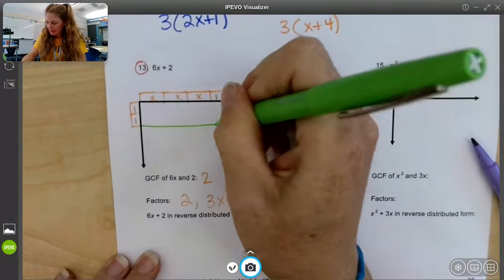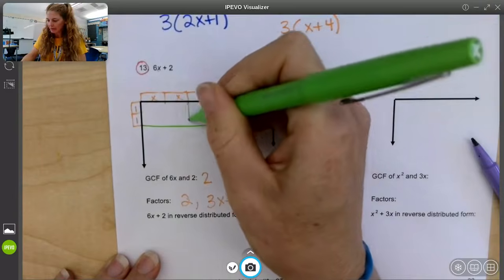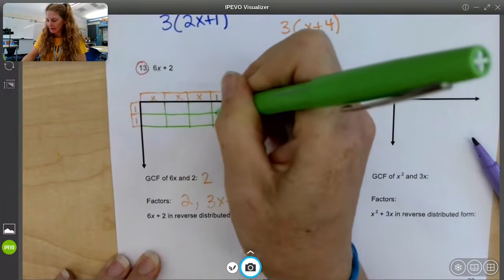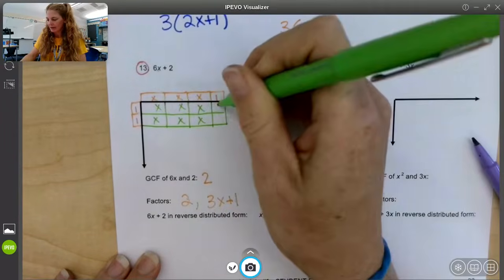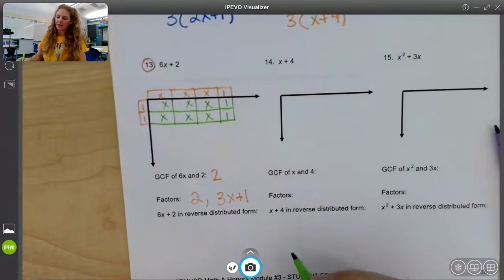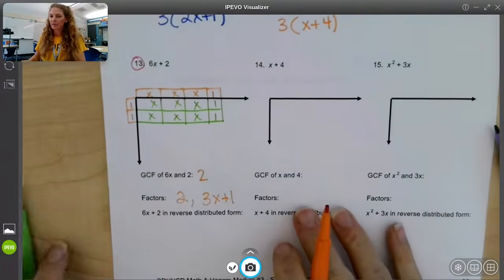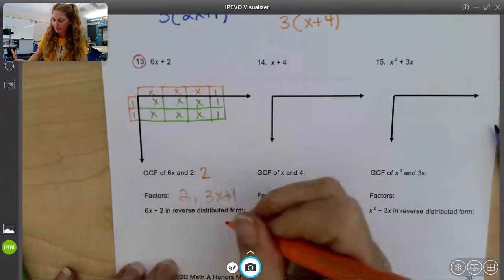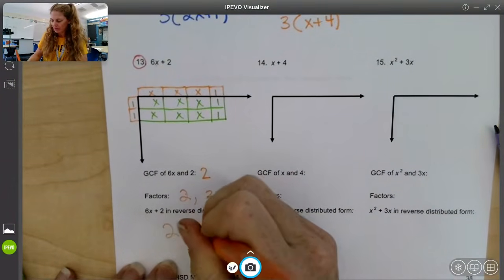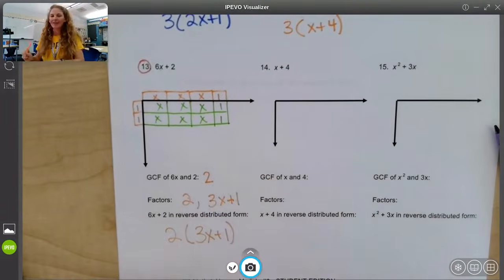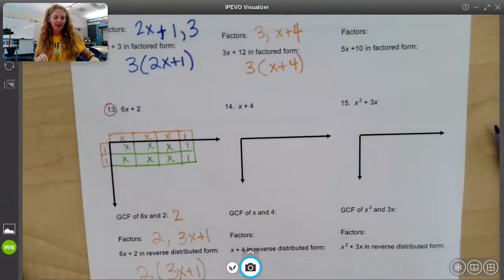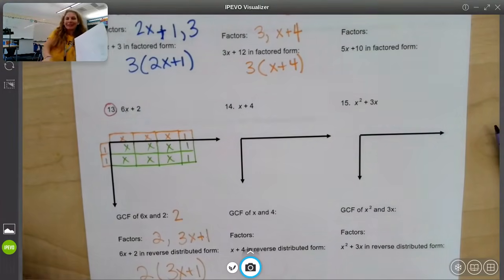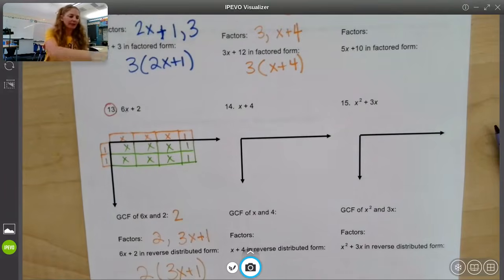And we extend out our lines. We see in the middle we have our 6 x's and 2 singles, making reverse distributed form or factored form 2 groups of 3x plus 1. Yay! Okay, pause the video, finish this page, and we'll go over it in just a moment. Let's see how y'all did.